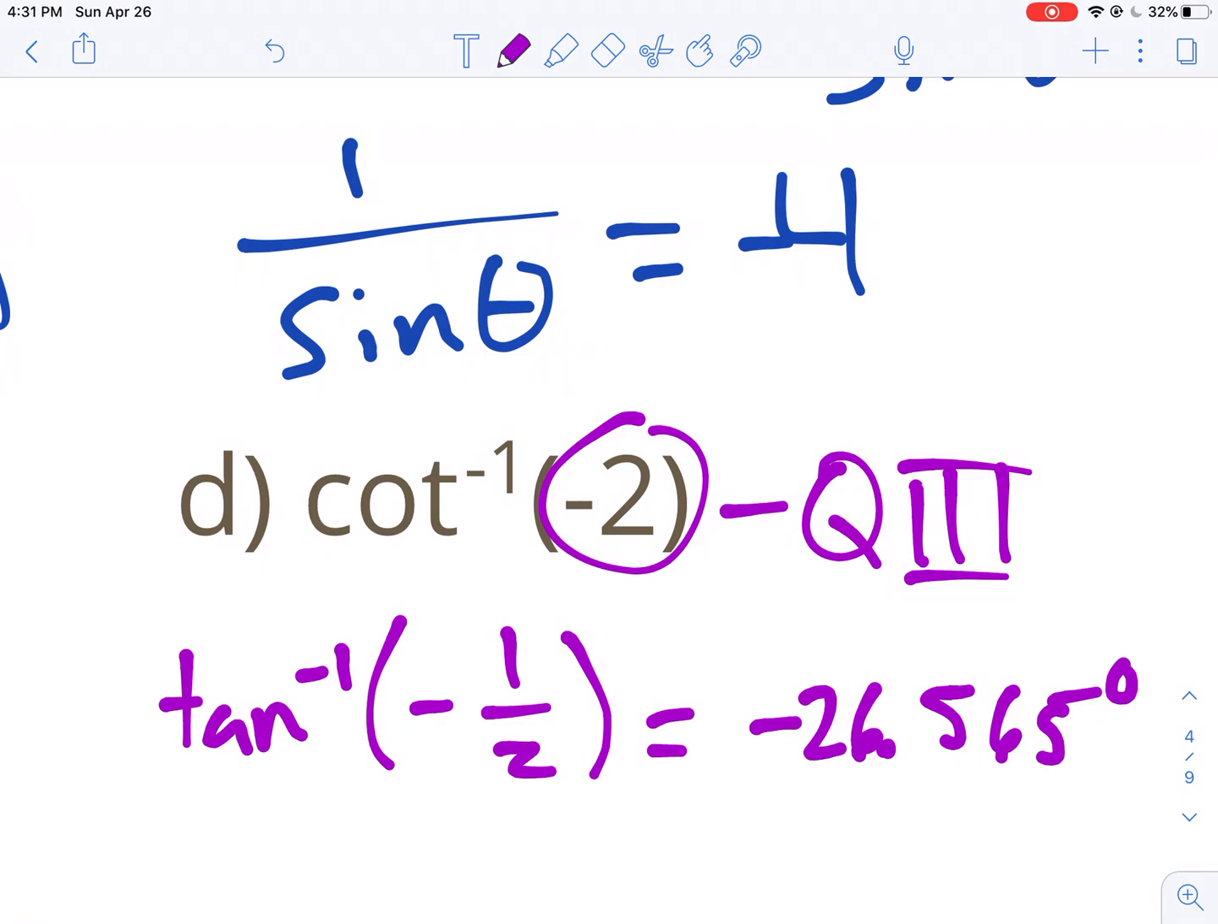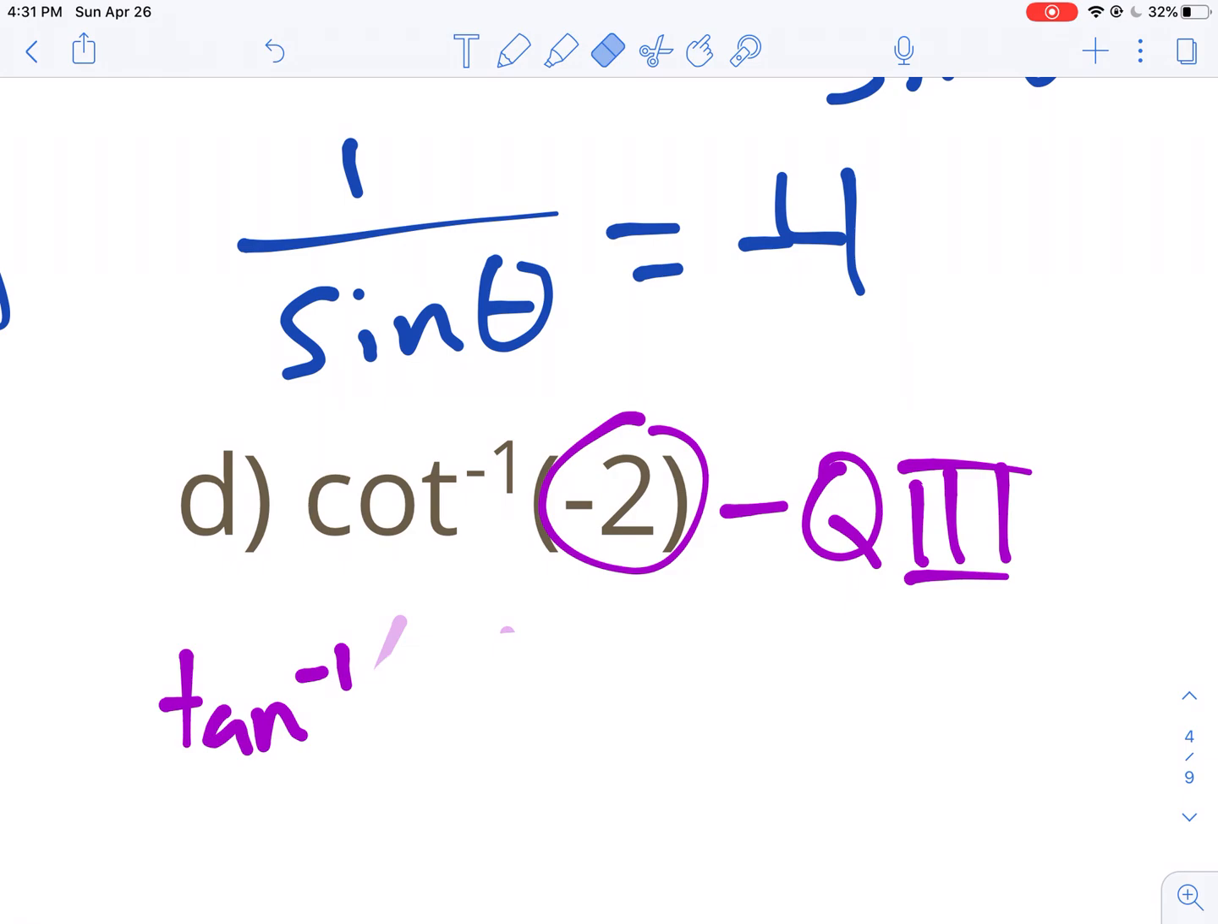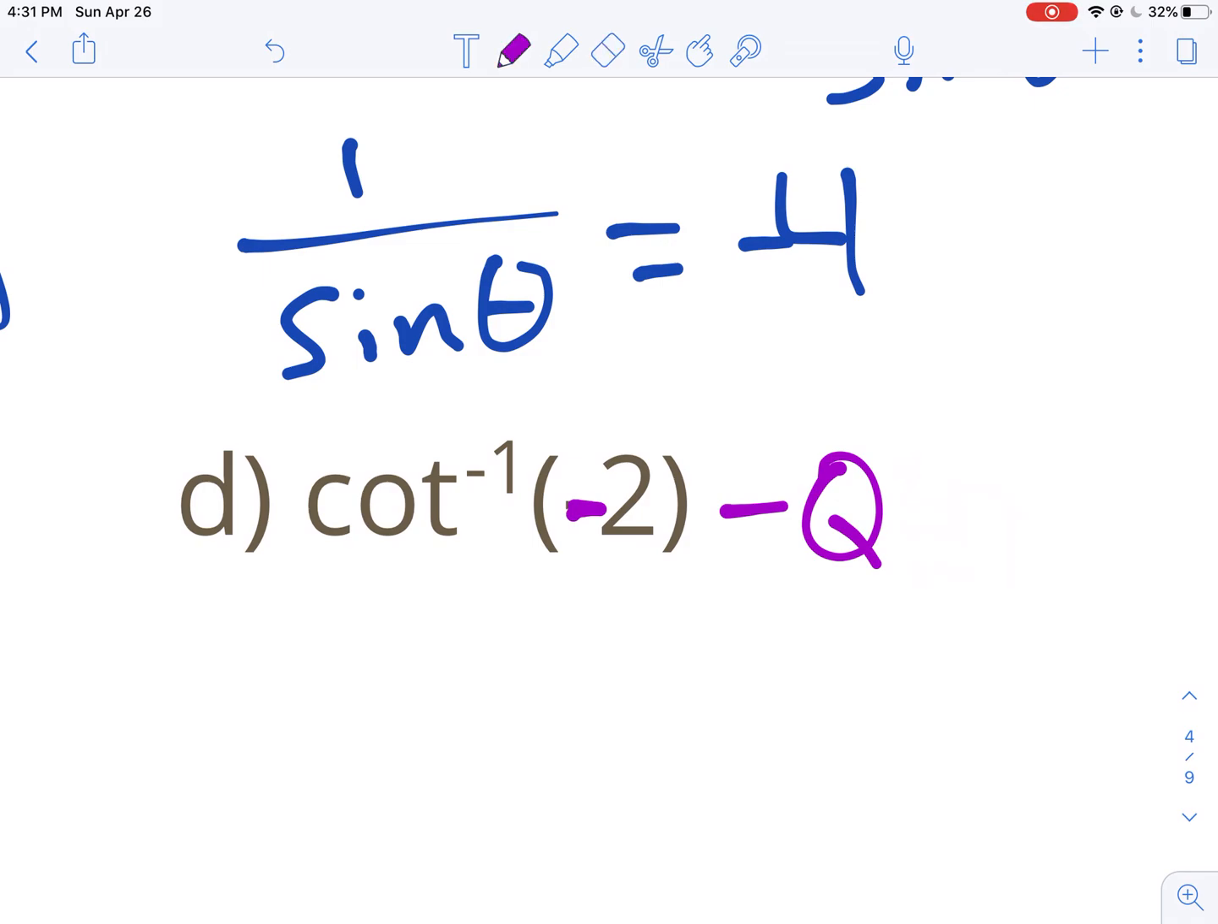It's negative, it falls in quadrant 4. Cotangent doesn't fall in quadrant 4. Cotangent falls in quadrant 3, or 2. Cotangent, negative cotangents fall in quadrant 2. So that's a quadrant 2 angle. I apologize, quadrant 2, negative cotangents fall in quadrant 2.